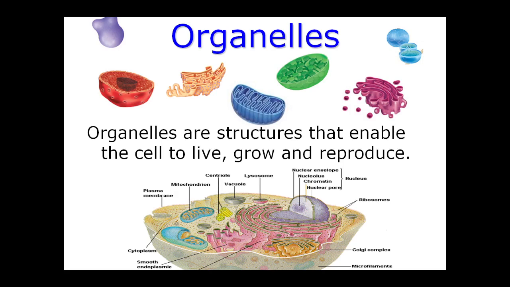If we discuss the organelles that are present inside the cell, we have various organelles listed here, that is mitochondria, Golgi body, endoplasmic reticulum, ribosome, and various others. Organelles are the structures that enable the cell to live, grow and reproduce. At the very beginning of our slide, we discussed that the cell is the basic unit of life. We have called it the basic unit of life because with the help of these organelles, the cell has the capability to live, grow, reproduce and survive.